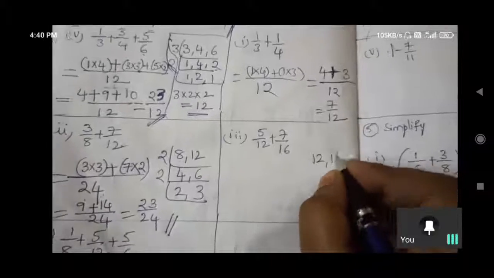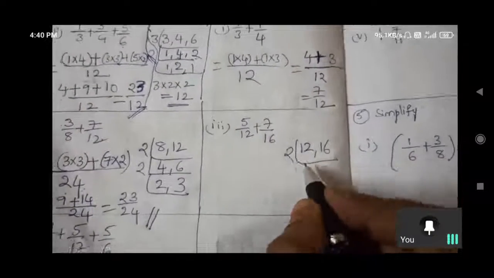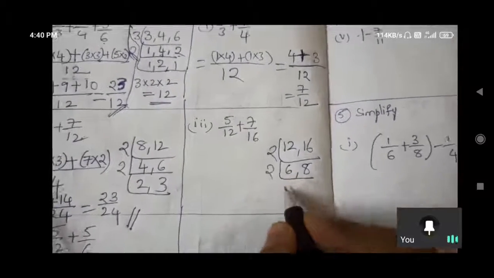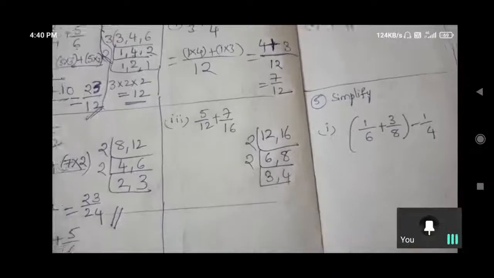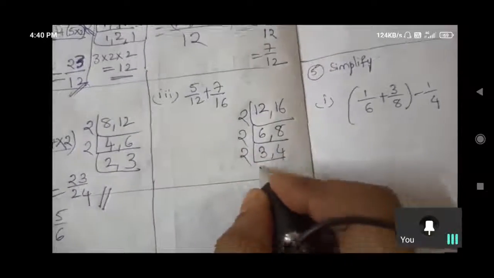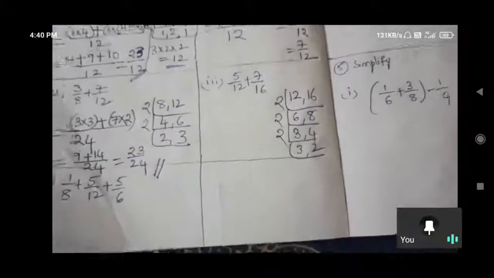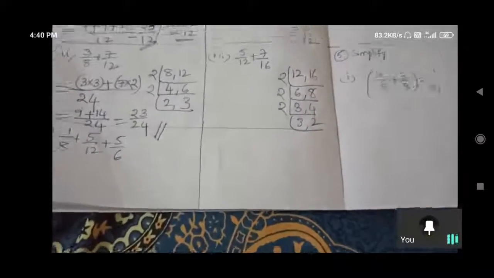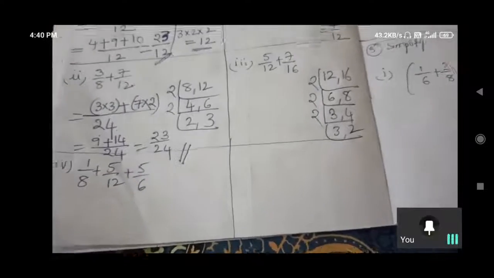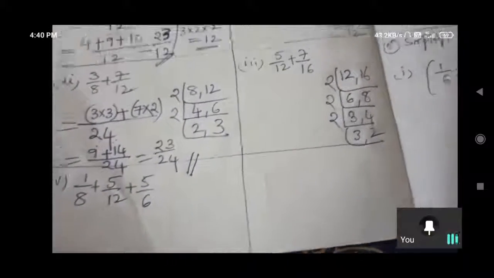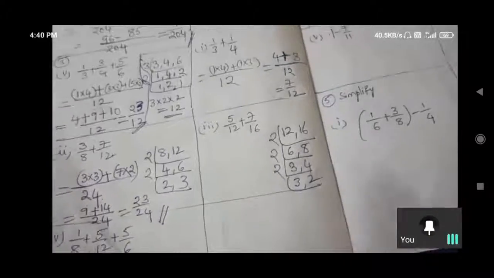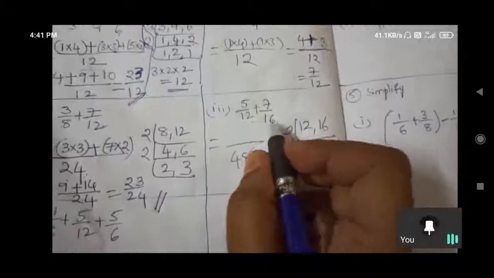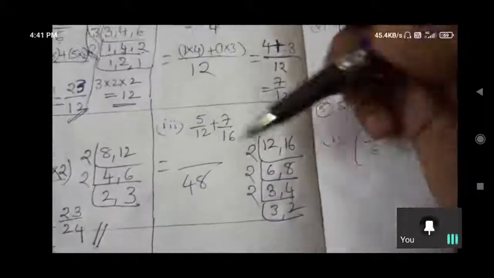12 comma 16. With the 2 table we can do: 2 6s are 12, 2 8s are 16. And next again with the 2 table, 2 3s are 6, 2 4s are 8. And again with the 2 table 3 2. So all should be prime numbers; if 1s come, leave them, or else all should be prime numbers. So 2 2s are 4, 4 2s are 8, 8 3s are 24, 24 2s are 48. Here LCM is 48. So for this, least common multiple means the least one among the multiples of these two.